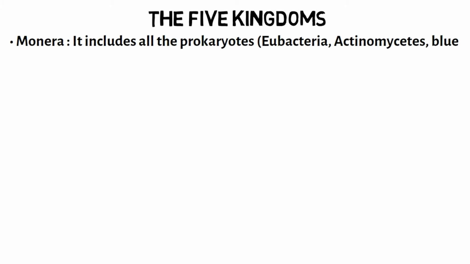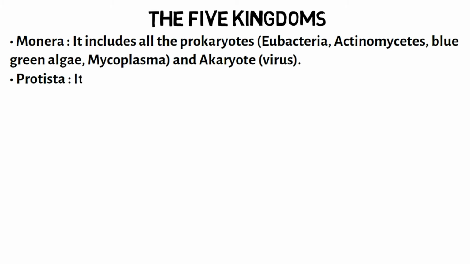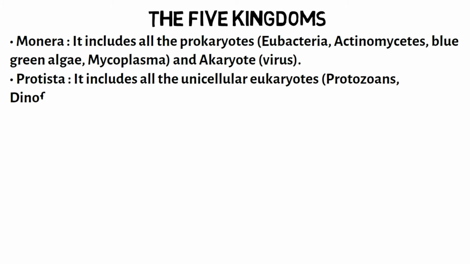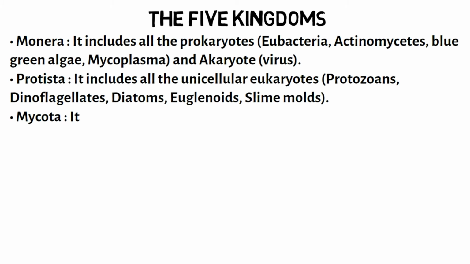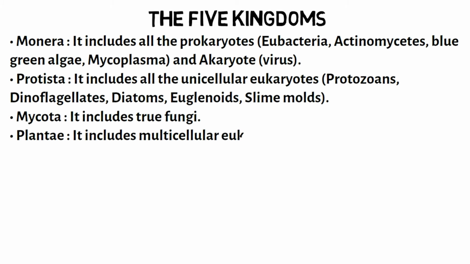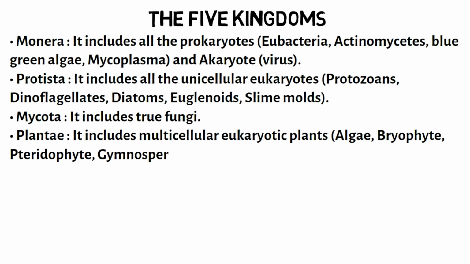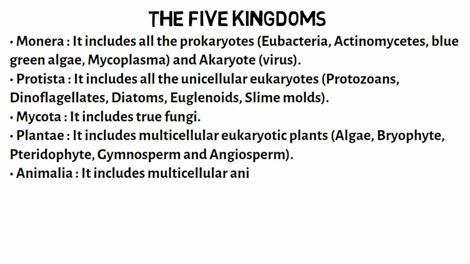The 5 kingdoms. Monera includes all the prokaryotes: eubacteria, actinomycetes, blue-green algae, mycoplasma, and, though not a eukaryote, virus. Protista includes all the unicellular eukaryotes: protozoans, dinoflagellates, diatoms, euglenoids, slime molds. Mycota includes true fungi. Plantae includes multicellular eukaryotic plants: algae, bryophyte, pteridophyte, gymnosperm, and angiosperm. Animalia includes multicellular animals.